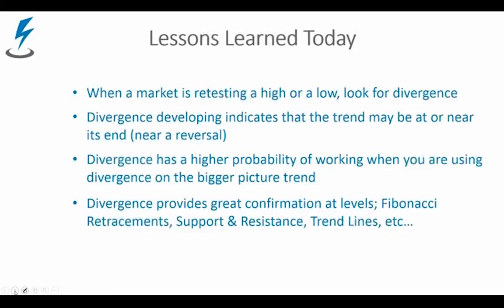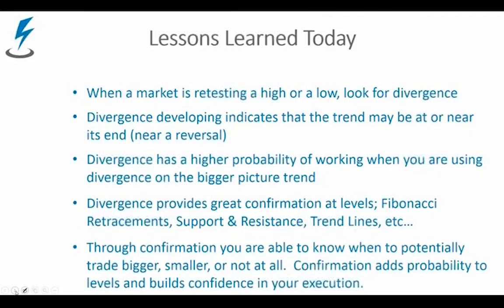with divergence, or if there's divergence on the bigger picture, and this is a shorter-term trend, a shorter-term fib, and it's confirming that same thought process. I'll show you what I mean by that in a second. Could be hard to understand. Through confirmation, you're able to know when to potentially trade bigger, smaller, or not at all. If you're a futures trader and you're trading the same contract size on every single trade, I just don't understand that. For me, I've had a lot of success, and that has never come from trading the same position on every signal.